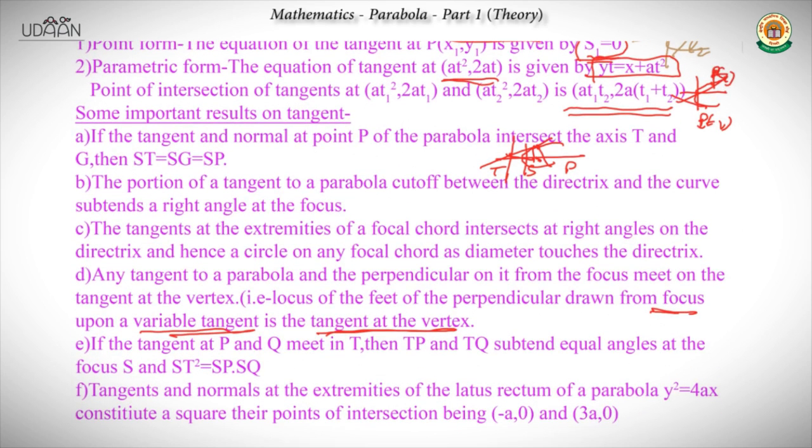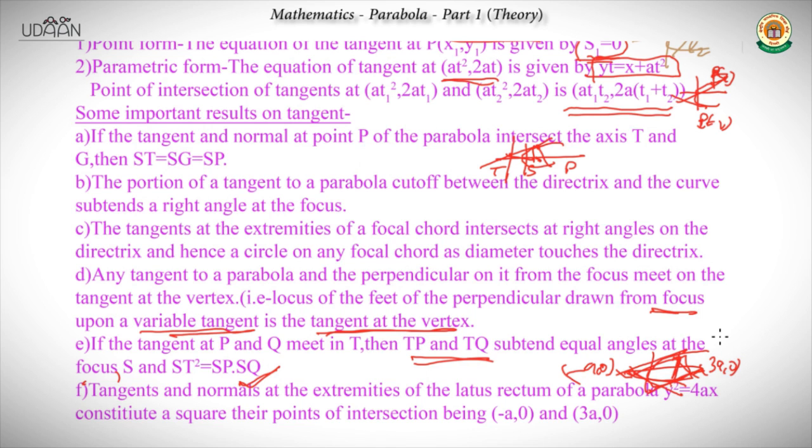Now, if the tangents at P and Q meet in T, and TP and TQ subtend a right angle at the focus, when both conditions are satisfied, then ST square equals SP into SQ. The tangents and the normals at the extremities of the latus rectum of a parabola, let us assume it's coming like this, constitute a square, and the points of intersection are (-a, 0) and (3a, 0). Actually we know 2 points are the endpoints of the latus rectum. The other 2 points we have got now.